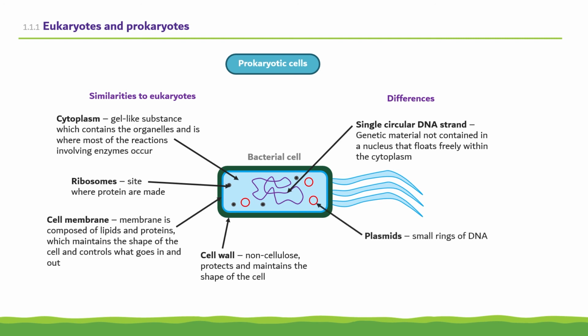Plasmids are small rings of DNA which can carry extra genetic material, and flagella rotate or move in a whip-like motion to move the bacteria forward.